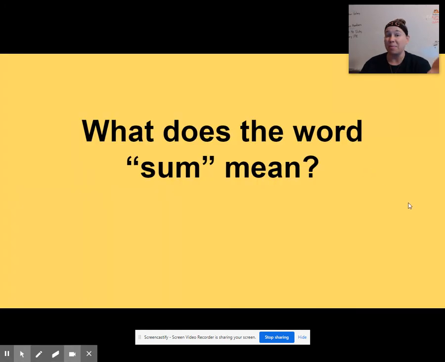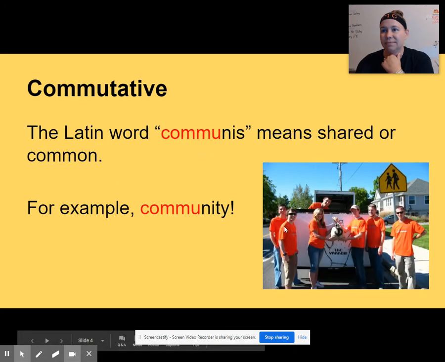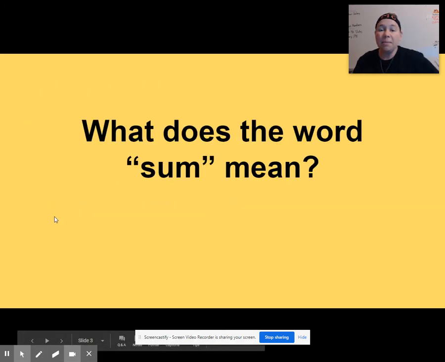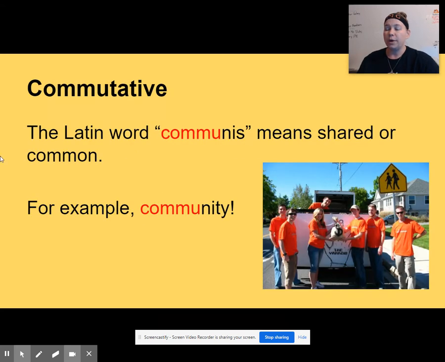What does the word sum mean? So I told you I'm a huge word nerd. I love to break words apart and figure out what they mean. And then if you figure out the meaning of parts of the word, you can figure out what the whole word means. They're like little clues to a mystery. So what does sum mean? Sum means that we're adding, right? In math, when you're finding a sum, you're putting things together. All right, so let's talk about the commutative property.